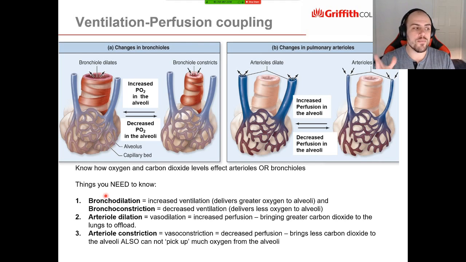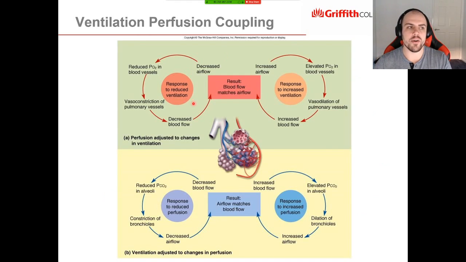And vice versa, if we bronchoconstrict, because we don't need to be breathing in as much, then what we're going to see is vasoconstriction, okay? And that is what this diagram is showing you, okay? That the blood flow matches the airflow, or the airflow matches the blood flow. They will not be out of balance. They always match up.